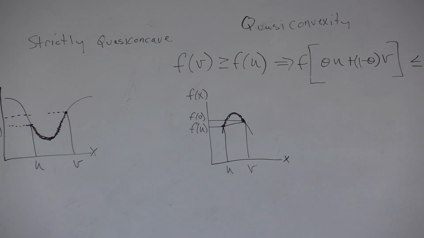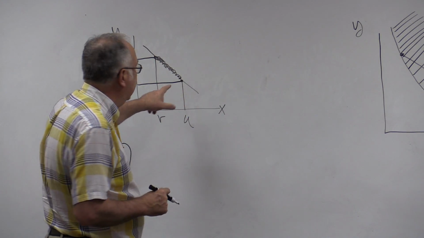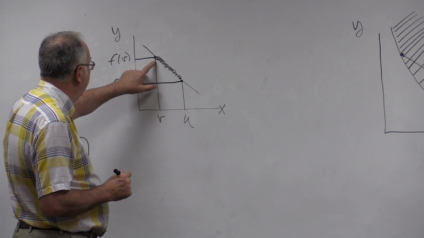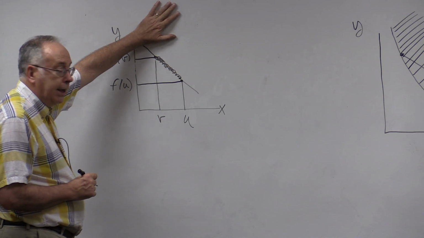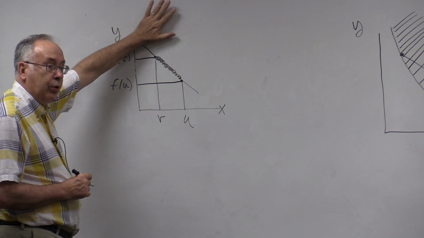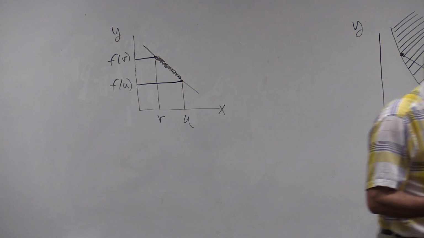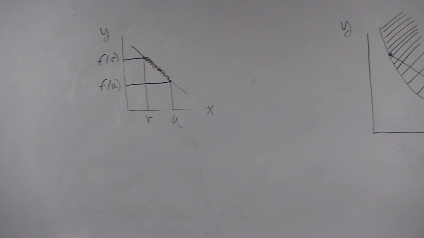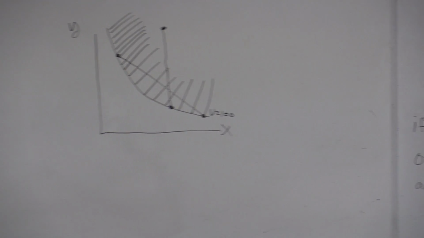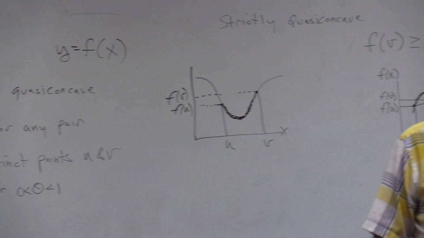This function over here is also f of v greater than f of u. And this is also always less than or equal to the highest value. So this is both quasi-concave and quasi-convex. It's both concave and convex too. So it's all. But it's kind of important to remember, any linear function is quasi-concave and quasi-convex. Because a lot of times our constraints in economics are linear functions.